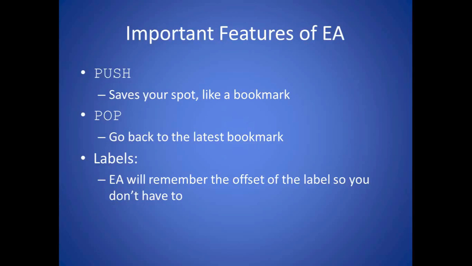And finally, we've got labels, which essentially are a way for EA to track where each piece of data is. Now this is the reason we don't need to write down offsets all the time, because using labels, EA can do all of the hard work for us in remembering what is where.